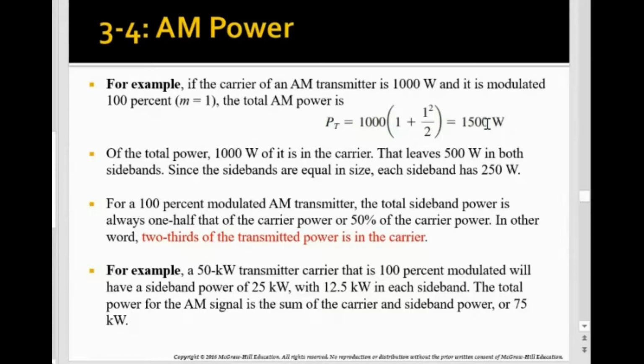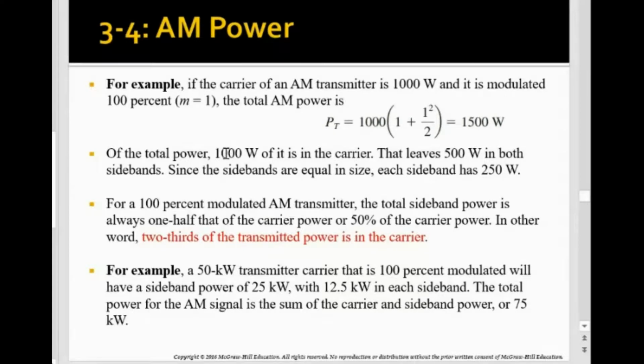Of the total power, meaning out of 1500 watts, 1000 watts of it is in the carrier. That leaves 500 watts in both sidebands, meaning combining two sidebands, the power is only 500 watts. Since the sidebands are equal in size, each sideband has only 250 watts. Remember, when you receive the signal, you need the sidebands to get your message, because the message is in the sidebands, not in the carrier.